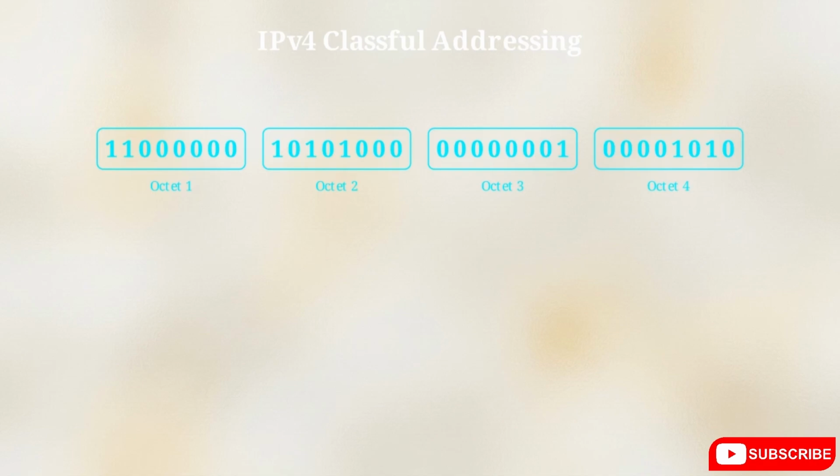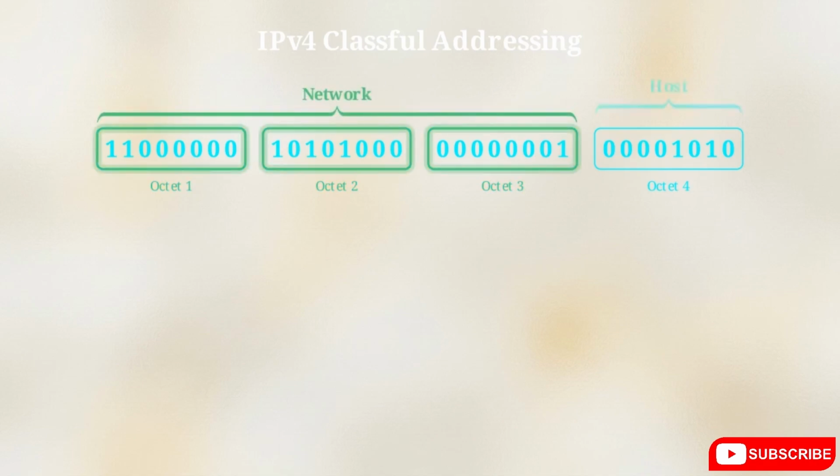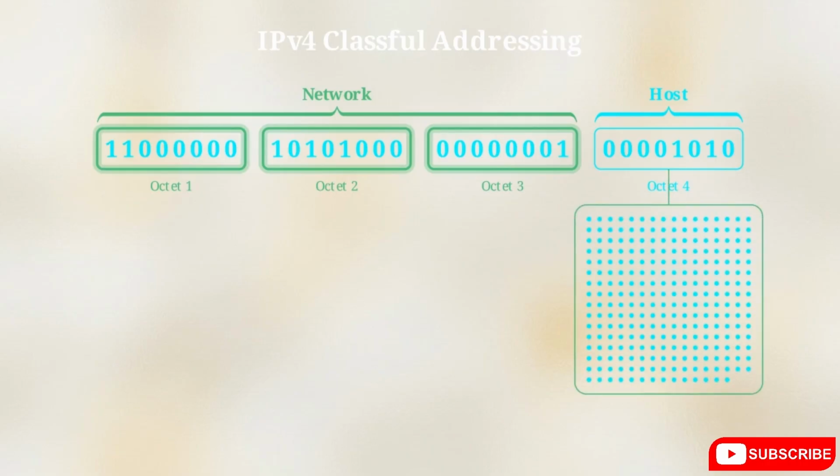Our small office network falls into Class C. This reverses the math. It reserves 3 full octets for the network identity, leaving only the final octet for devices. It provides room for exactly 254 hosts, the perfect contained scale for a local business.